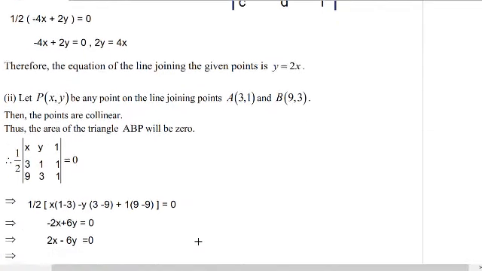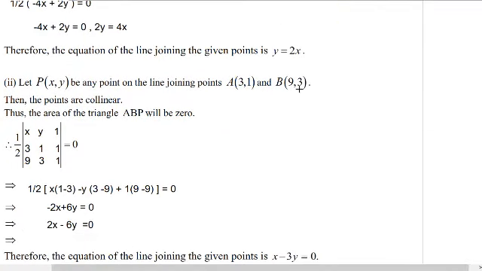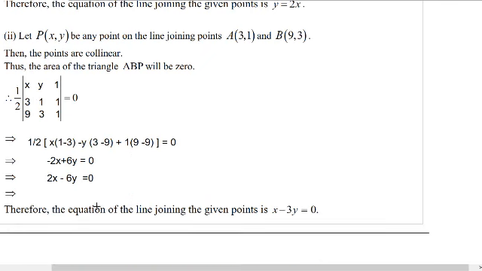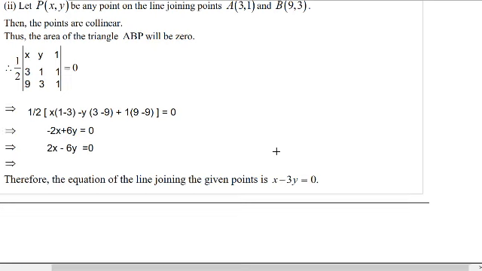Similarly, the second part is here. 3 1 and 9 3 are the 2 points joining the line. Third point we have taken xy, arbitrary point, which is on this line, and the area is 0 again, being collinear. You can send this half towards that side and then solve it. Just simply solve it. I am not solving it for you now. You can just see the calculation and you'll reach this equation, x minus 3y is equal to 0, right? So this one you can do by yourself.